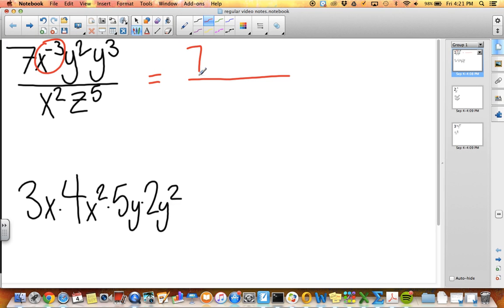So 7 stays on the top. Negative rule, opposite side. So we're moving him to the bottom, and he becomes positive. Everything else is positive exponents, so we're going to keep them where they are. And so now we can simplify using the product rule.